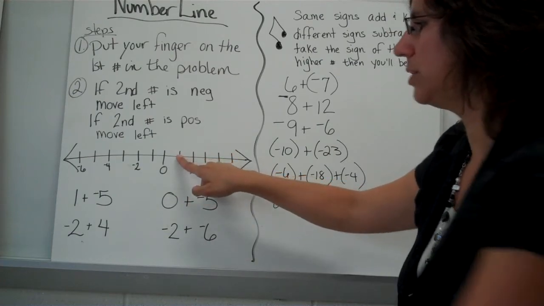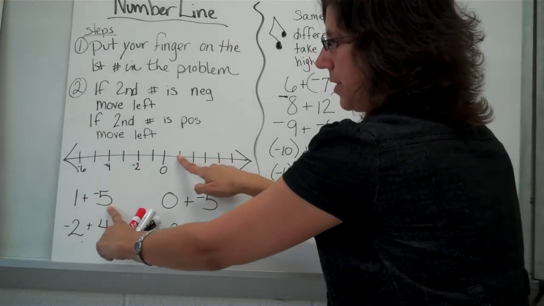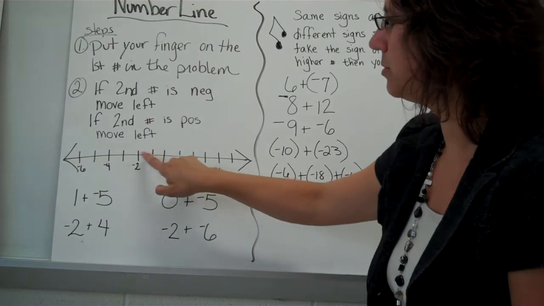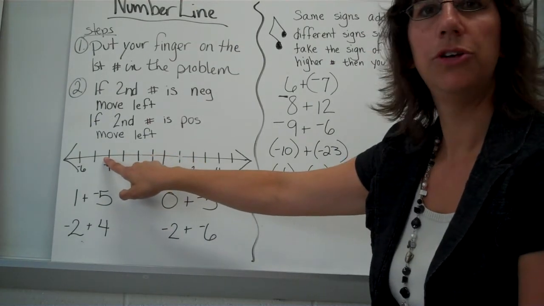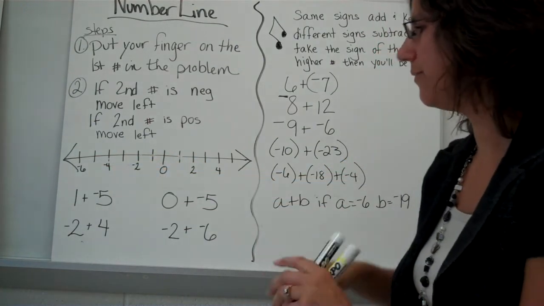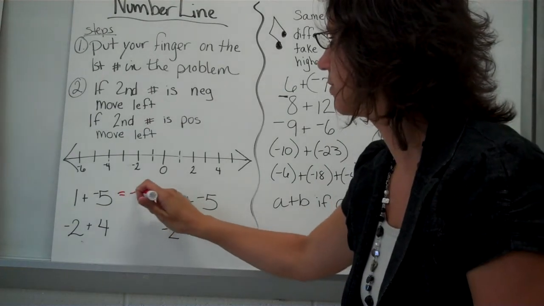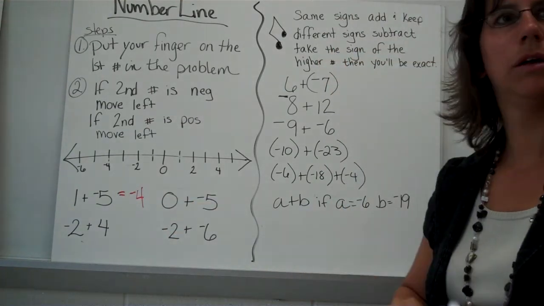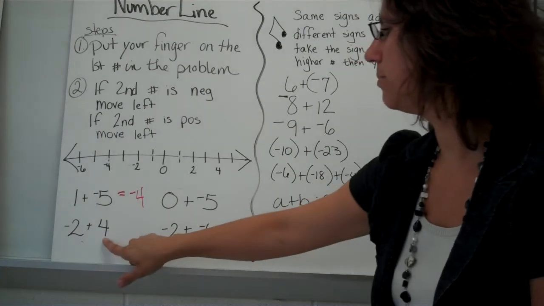So here we are at 1. We're going to move to the left 5 spaces. 1, 2, 3, 4, 5. Your final answer is -4. All right, the next one, -2 + 4.